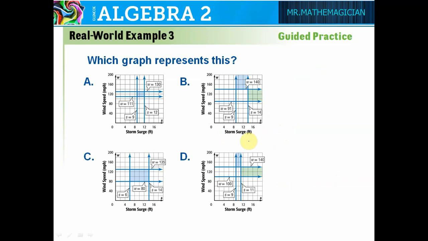So what to choose? What do you think? Is it A, B, C or D? Yes, very clear that it is A.